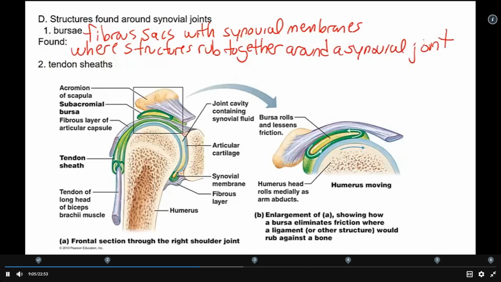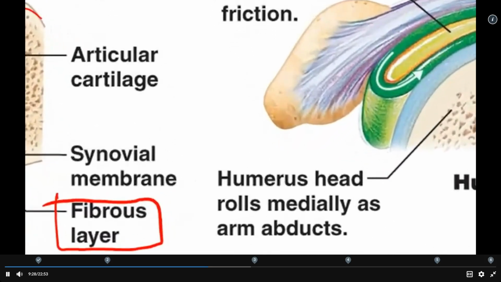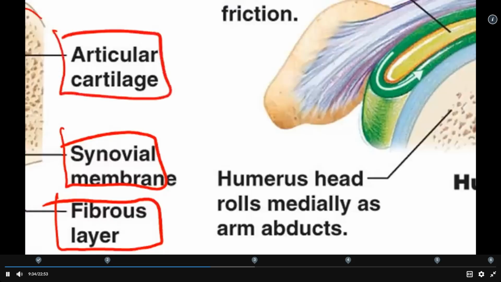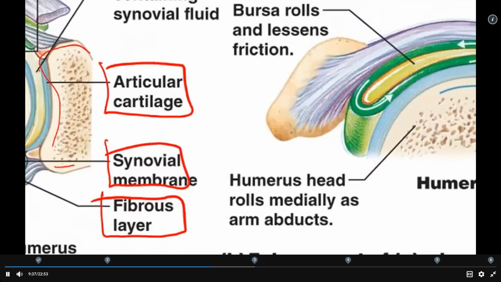Now in the picture below, you can see the humerus, the upper arm bone, and a little bit of the scapula. We can see the acromion of the scapula here and the other part of the scapula here. And you'll notice there's a synovial capsule around this joint. So here you can see the fibrous layer, the fibrous capsule. And then you can see a little bit of the synovial membrane here in green. You can see the articular cartilage in blue that covers the surface of the bone.